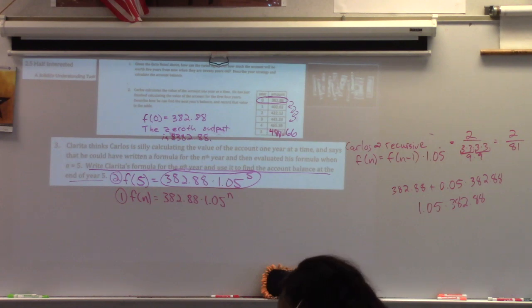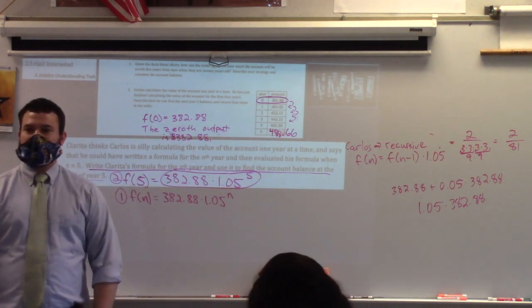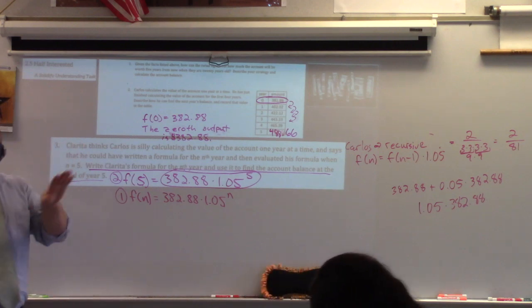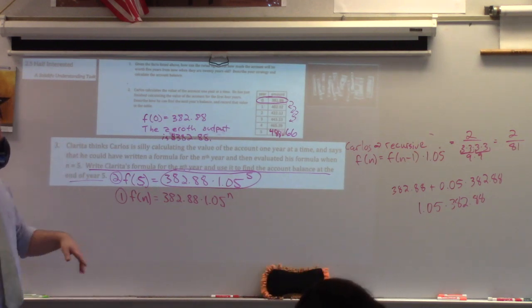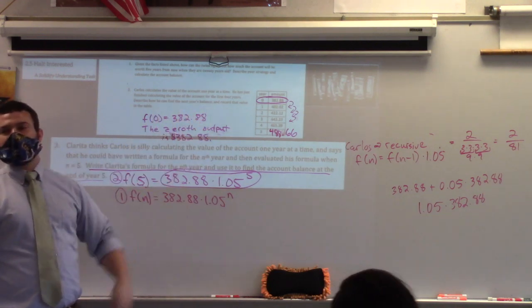488.66. Wait, so you're telling me that Clarita would have gotten the same answer as Carlos? Yeah. Tell me, which one would have taken less work? I know it took us a little bit of work to get to the equation, but what would take less work? Just plugging into that equation or using that recursive definition?